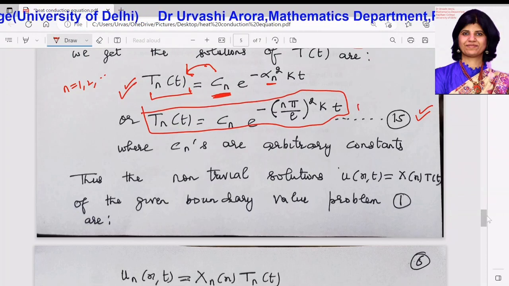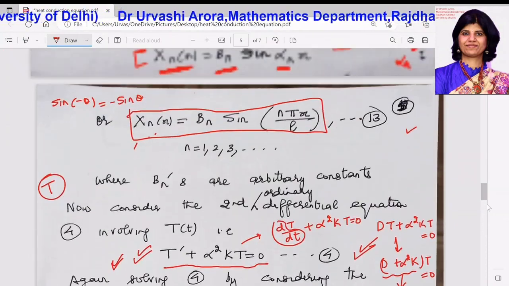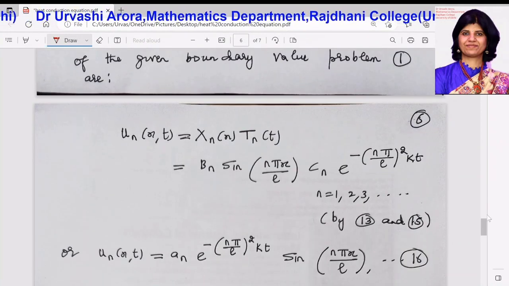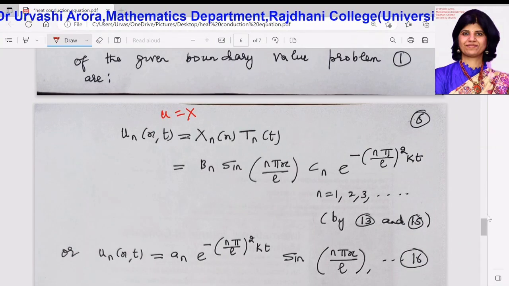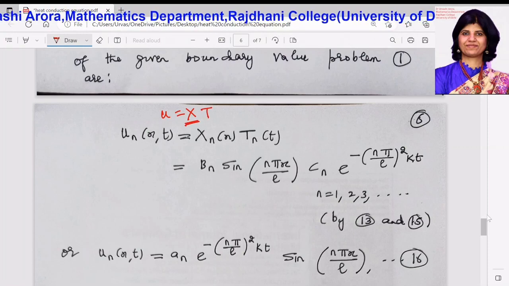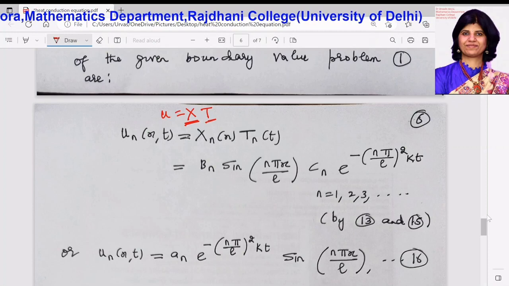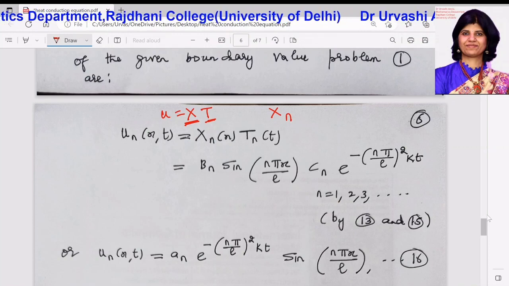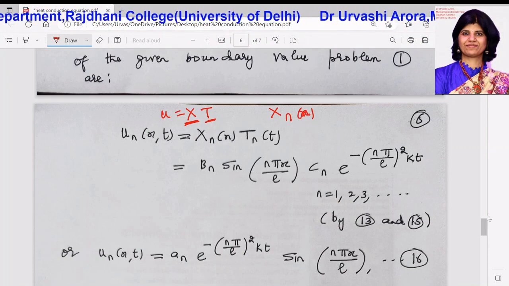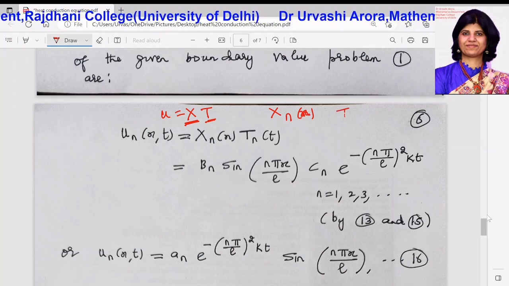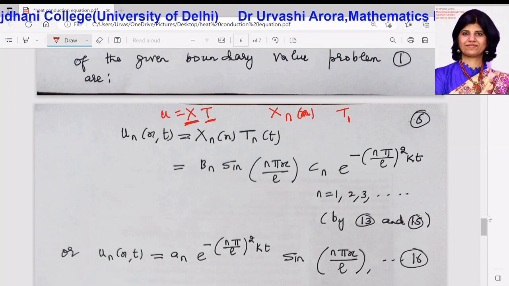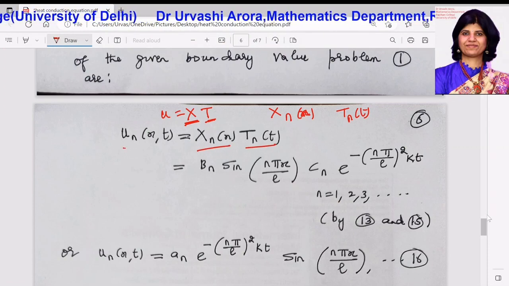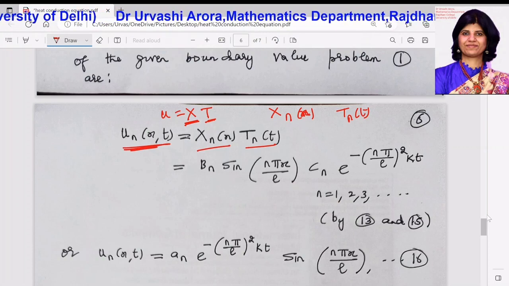Now just putting the values of Tn(t) and Xn(x) in u is equal to X(x)T(t), the solution that we had assumed at the beginning. There is not one value of X and T that we have obtained. The values of X are infinite, which we denote by Xn(x), and there are infinite values of T that we have obtained, which is Tn(t). Now substituting their values, correspondingly you will get infinite solutions of the form un(x,t).